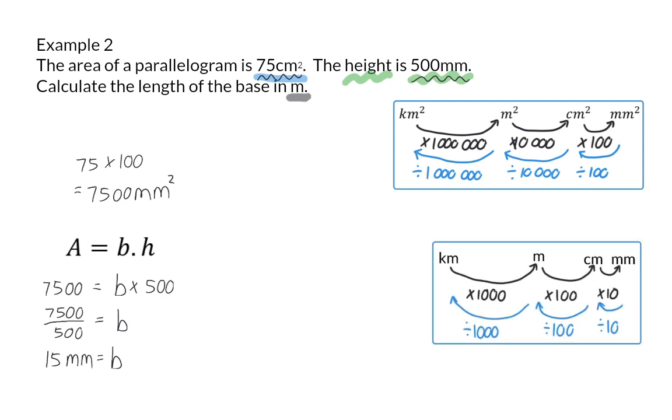But the question was to give the base in meters. So now we need to move from millimeters to meters, which will be divided by 10 and divided by 100. So to get b in meters, I'm going to take the 15 and divide by 1,000. My final answer, 0,015 meters.